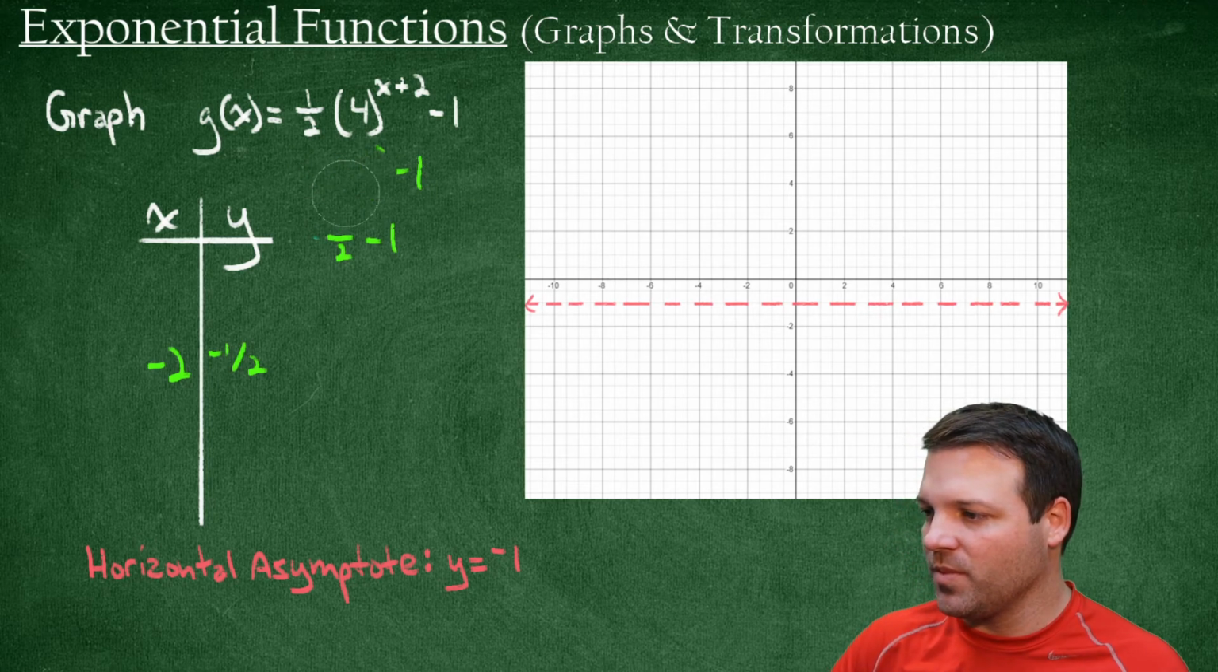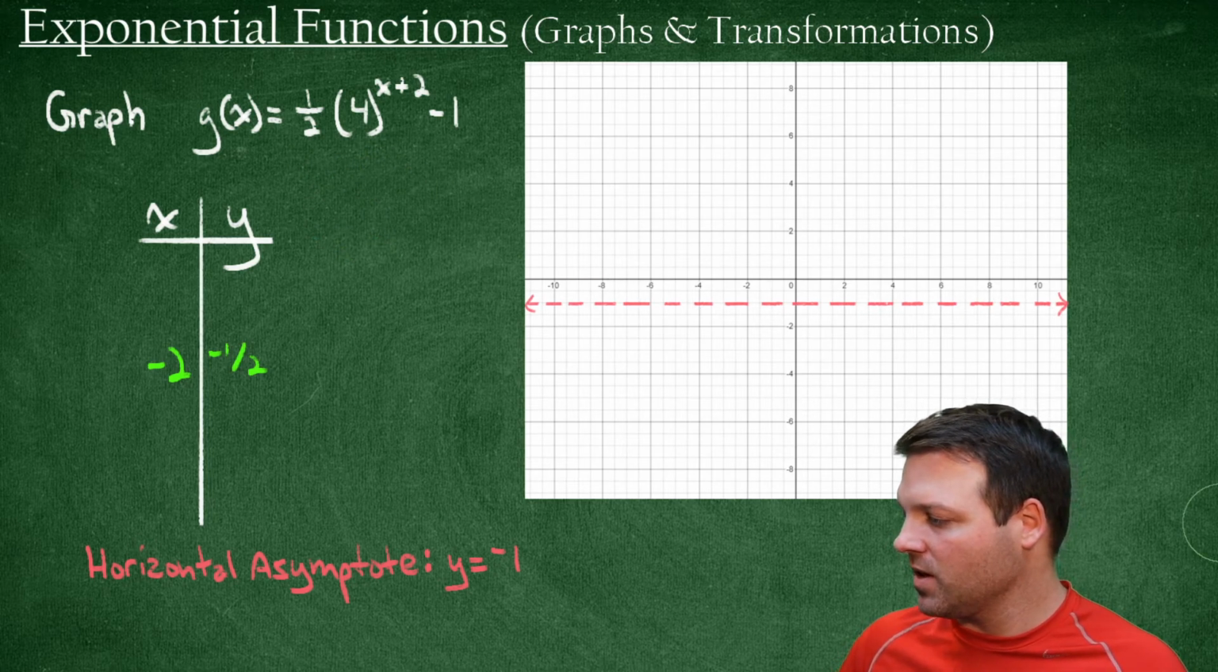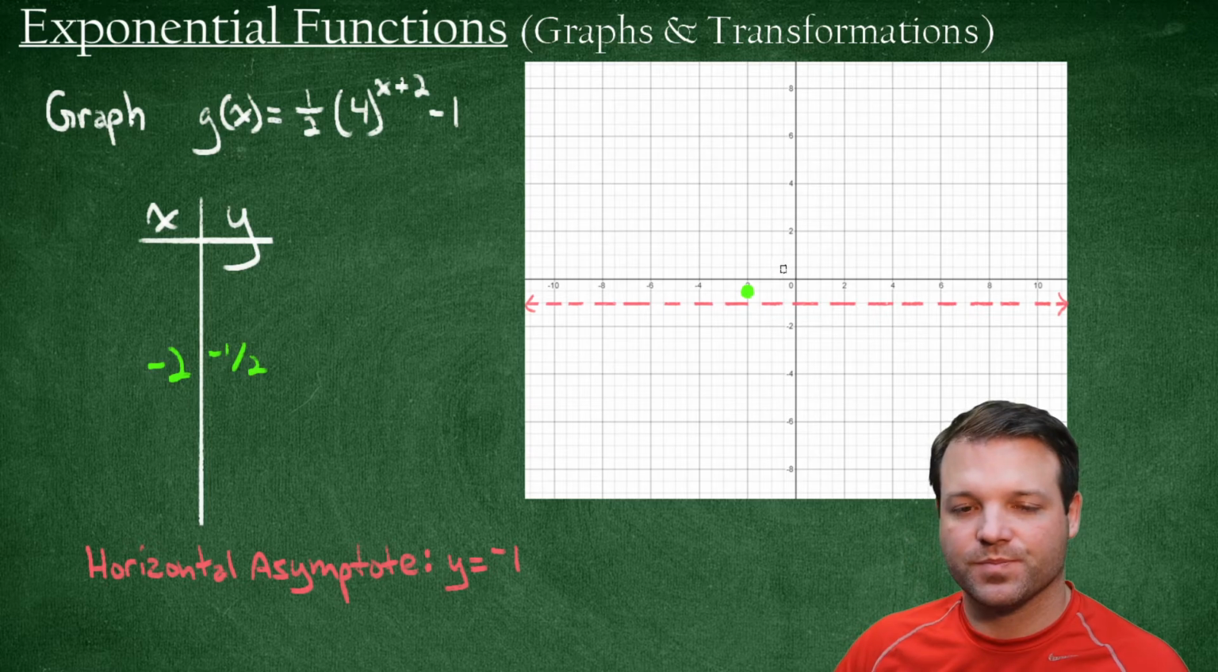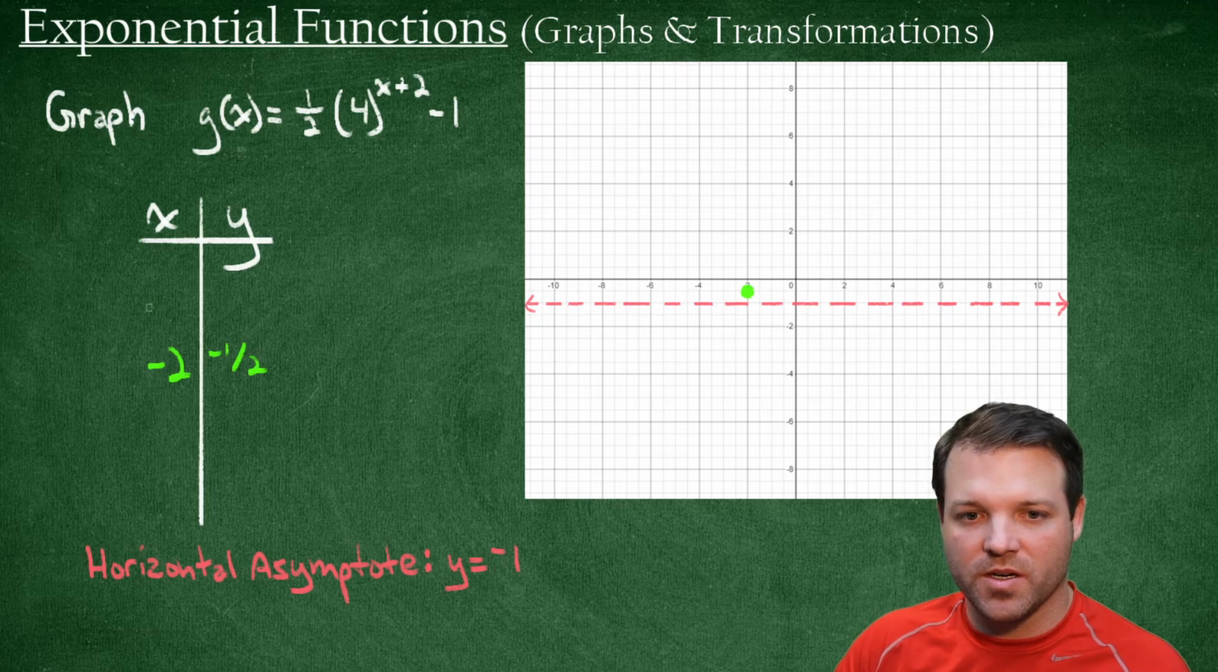I'll go ahead and get rid of my work here so we can do the work for another one. And let's plot this point. So at -2, I am at -1/2. All right, let's step to the left, which is going to be a smaller number. So I'm going to go to -3.